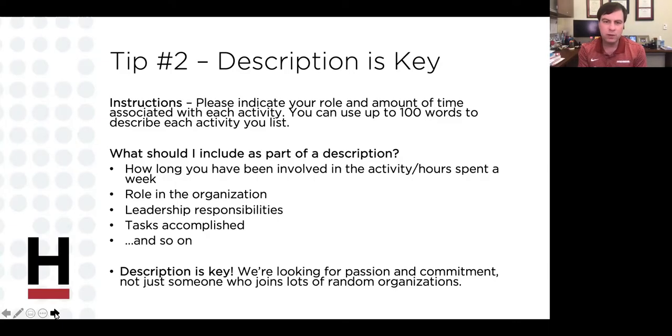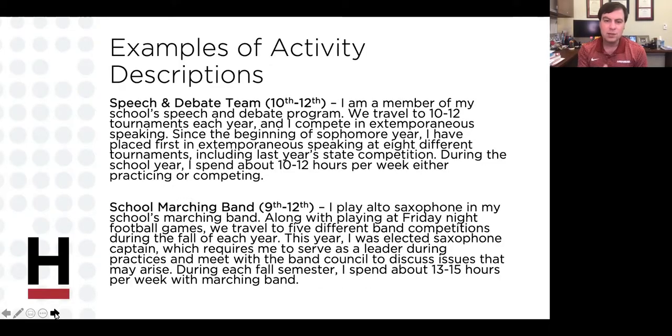Even if you're involved with just a few activities, if you have great description, you really put a lot of effort into it, that's going to be more impressive than someone who just joins a bunch of organizations just to be a member. So that description is really important on the resume. So I put some examples of activity descriptions on here.